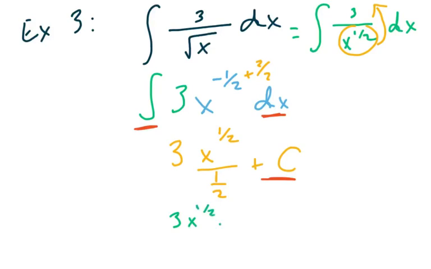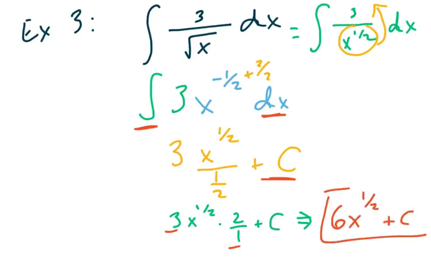Now we're going to do, again, our keep change flip, so that means I'm going to be multiplying by 2 over 1. And so just a final answer here, 3 times 2 is going to be a coefficient of 6, x to the 1/2 power plus c. And that is my final answer.